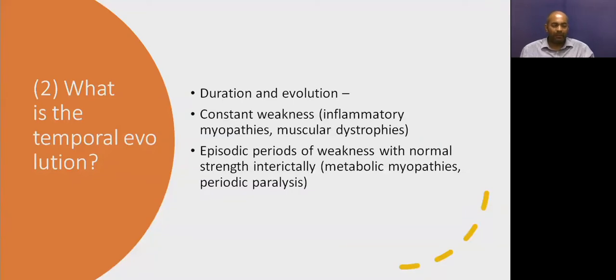Some myopathies have constant weakness, like inflammatory myopathies and muscular dystrophies. Some myopathies will have only episodic periods of weakness with normal strength interictally, like metabolic myopathies and periodic paralysis.